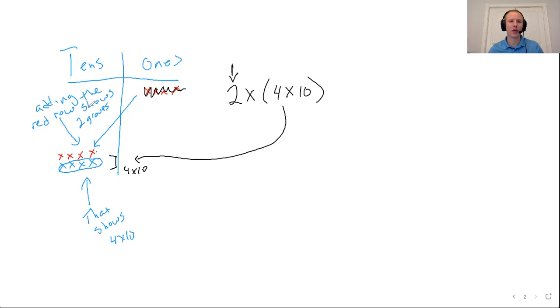So it says adding the red row shows 2 groups. So now I have 2 groups of 4 times 10. So I had 4 times 10 equals 40. I have 2 groups of that, so 40 plus 40 equals 80. I would prefer to solve that by doing something a little different. I'd rather say that 2 times 4 equals 8 times 10 equals 80, which is what we did in the last problem.